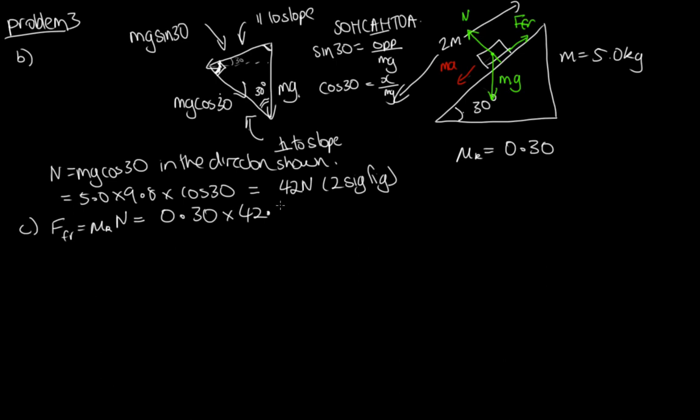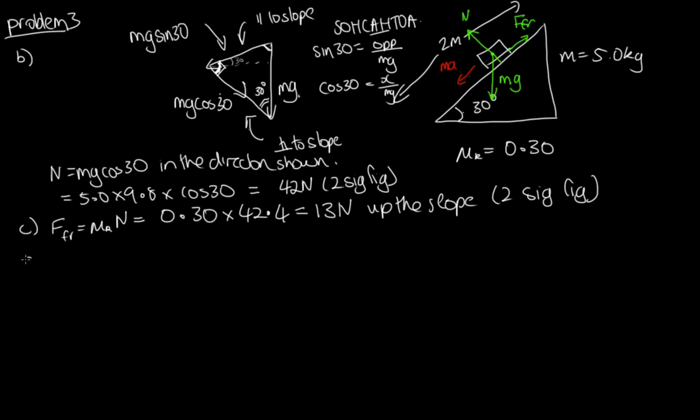I didn't write them all down, but let's put this as 42.4, and then we'll give our final answer to 2 significant figures again. And this gives us 12.7, which is 13 newtons. And this is directed up the slope and is to 2 significant figures.